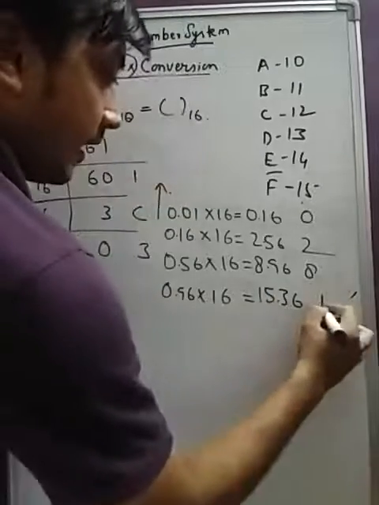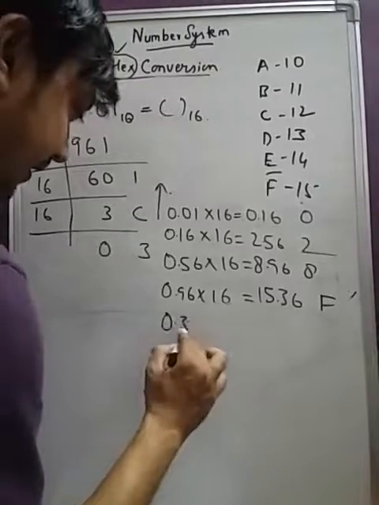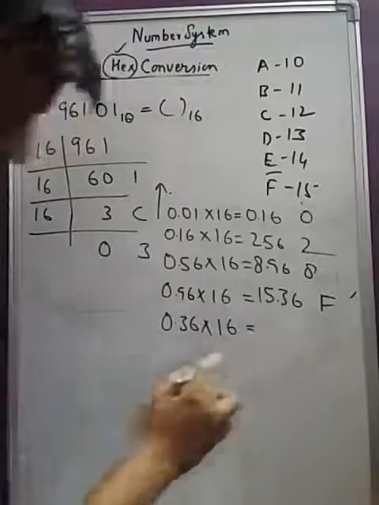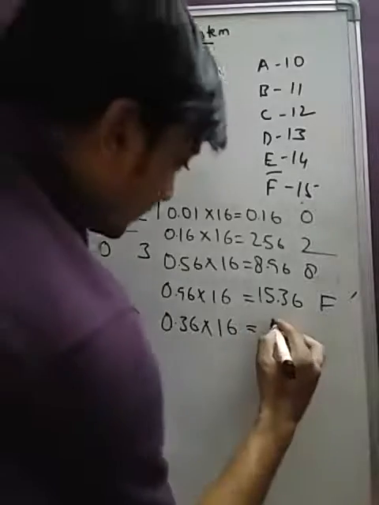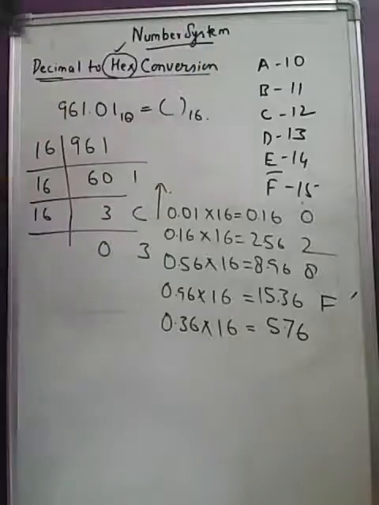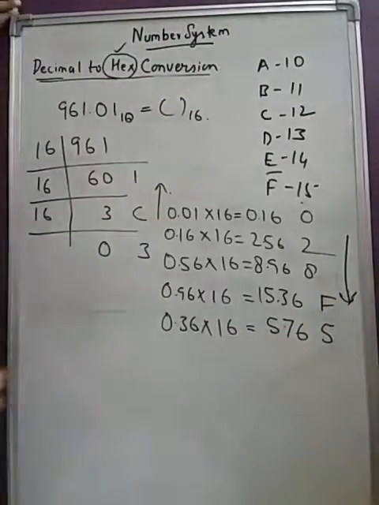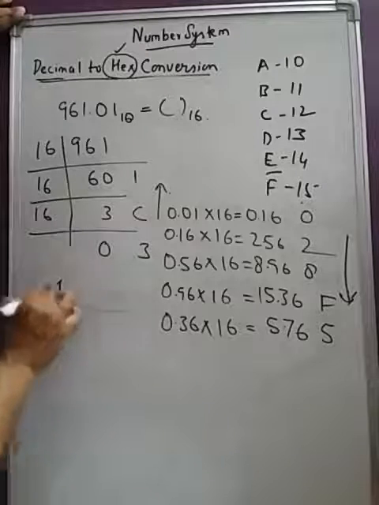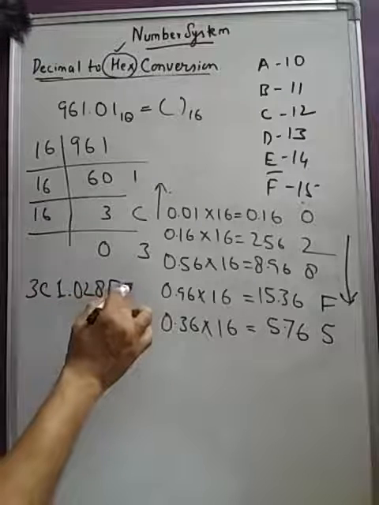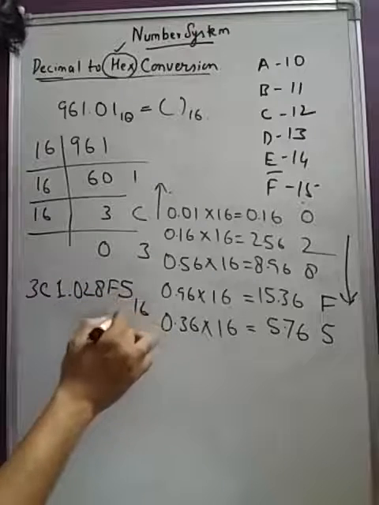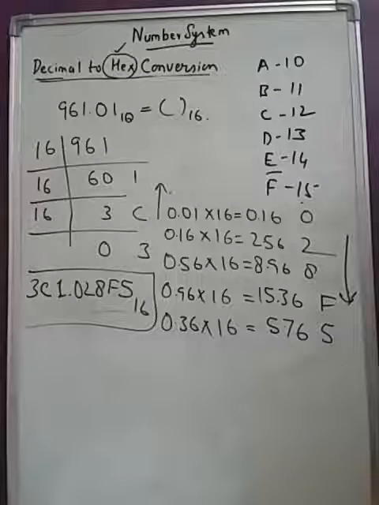For 15 you have F, and one more time we have to calculate 0.36 multiplied by 16. It will give you 5.76, and 5 will be the remainder on this side. So what will be the answer for this? This will be 3C1 dot 028F5 base 16. So this is how you will be solving these kinds of questions.